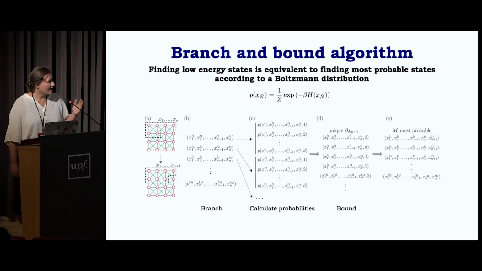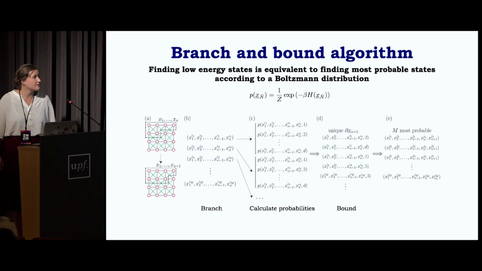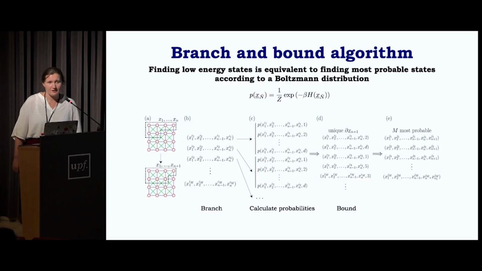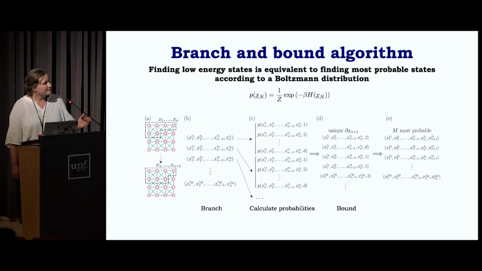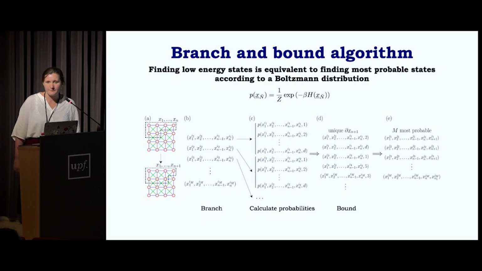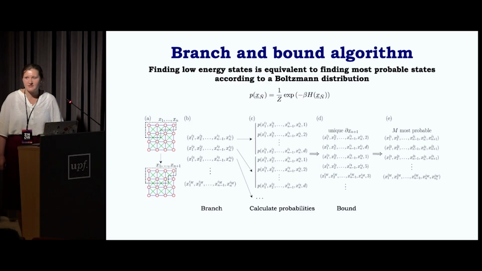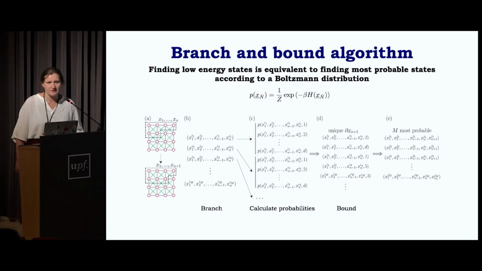So to branch these states, we had to add every possible value in the next cluster. Then we calculate their probabilities, and then we start bounding those states. We are doing this in two steps. First, we use the locality of interactions to group states according to their boundary configurations, and we select only the most probable configurations. The discarded configurations encode excitations in the system, and they enable us to map a low energy spectrum.